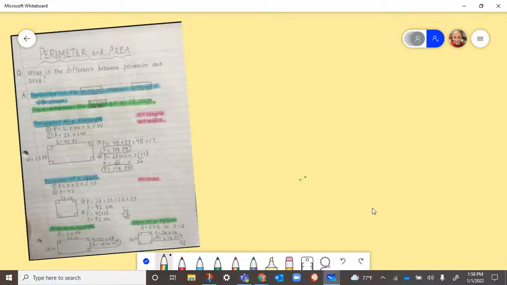Hi guys, today we're going to be going over perimeter and area. So we're asking ourselves, what is the difference between perimeter and area?